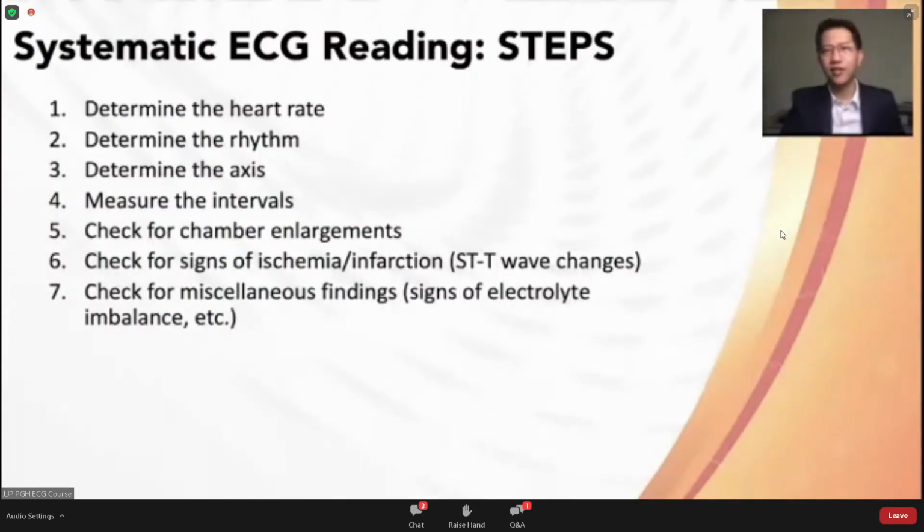Let's start. Follow these steps in the systematic review of your ECG. First, determine the heart rate, check the rhythm, determine the axis, measure important intervals, check for chamber enlargements, check for signs of ischemia or infarction, finally look for other miscellaneous findings.